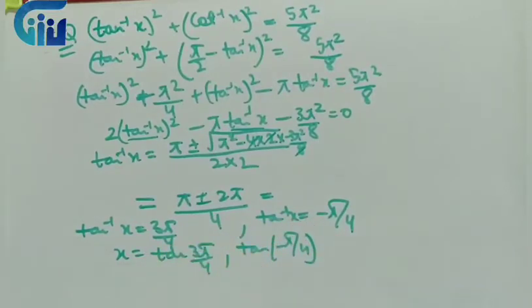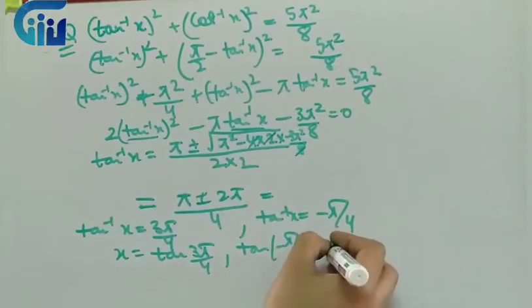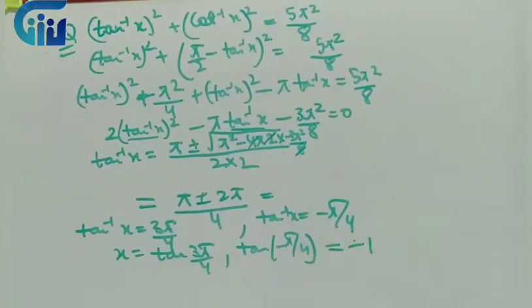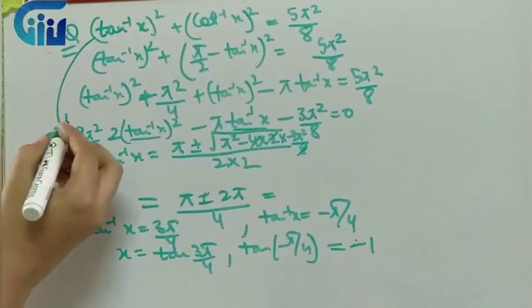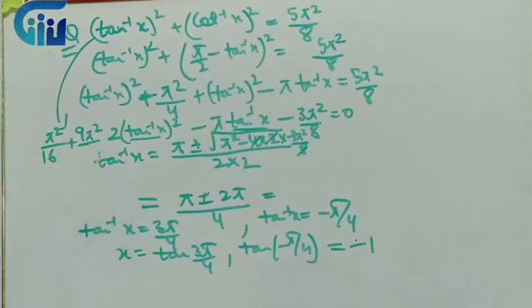It means my answer will be, from here it will be minus 1 and from here also it will be minus 1. So what is the answer for x? Minus 1. Let's put in the original equation and see whether it satisfies the equation or not. If I put tan inverse minus 1 over here, it will be pi by 4. So if we put x as equal to minus 1 over here, this will be tan inverse minus 1, which is pi by 4. So pi by 4 whole square will be pi square by 16.